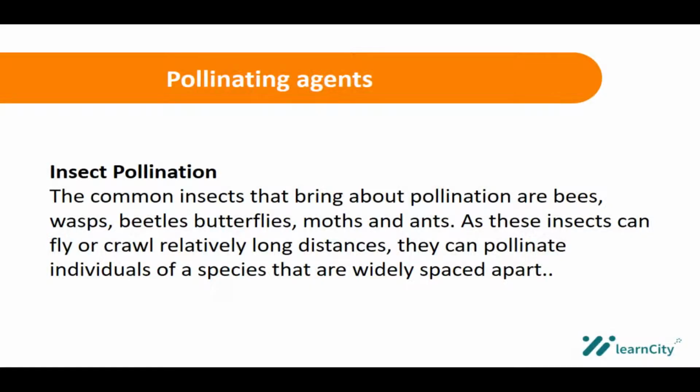When the insects come to feed on the nectar and the pollen from the flower, they inadvertently bring about pollination. The common insects that bring about pollination are bees, wasps, beetles, butterflies, moths, and ants. Because these insects can fly or crawl relatively long distances, they can pollinate individual plants that are far apart.